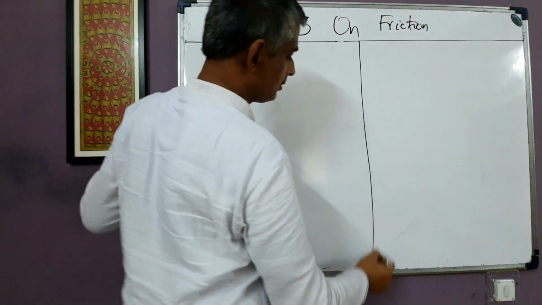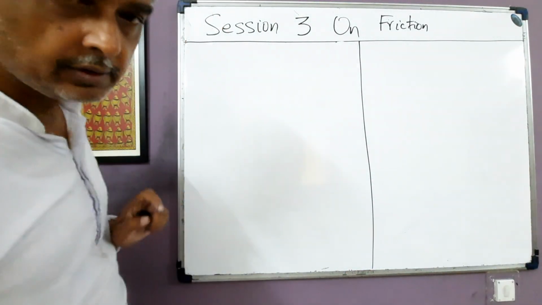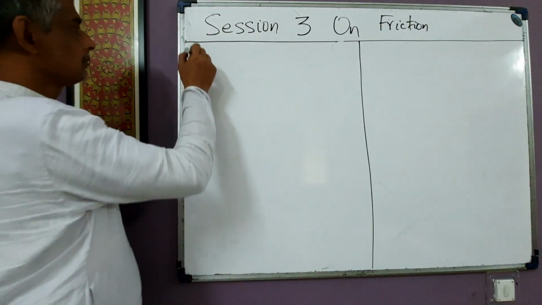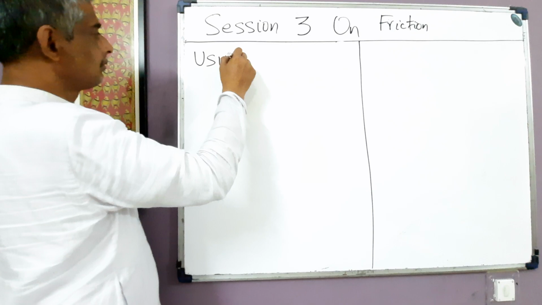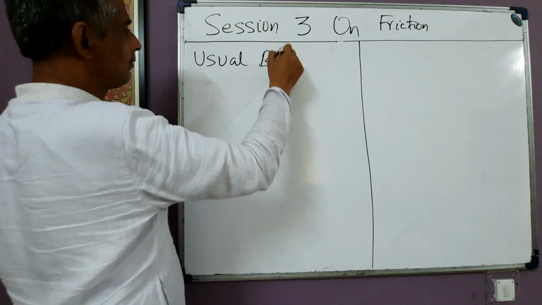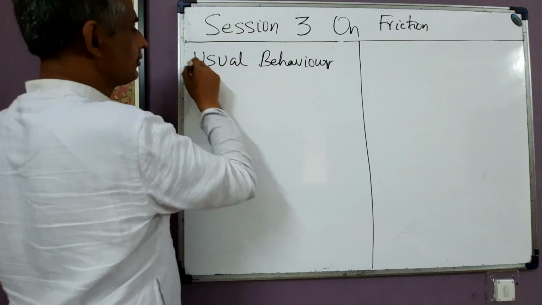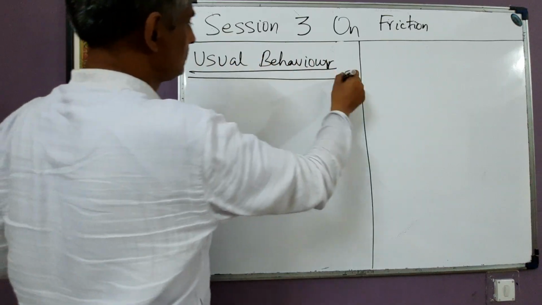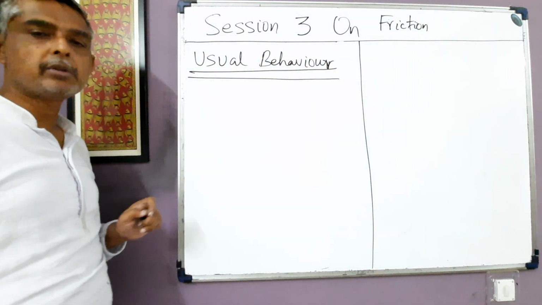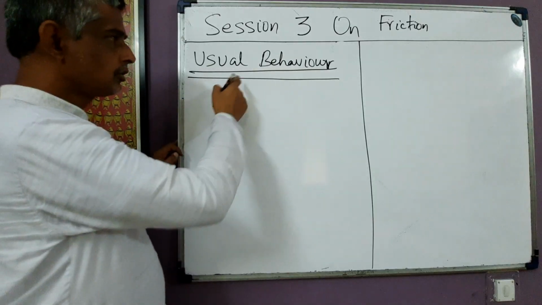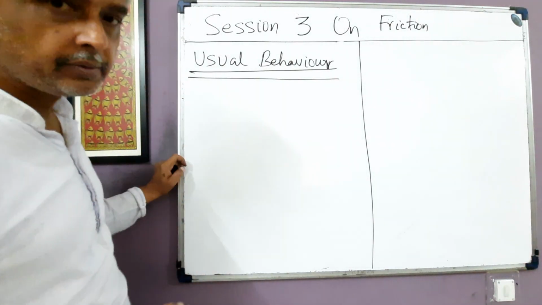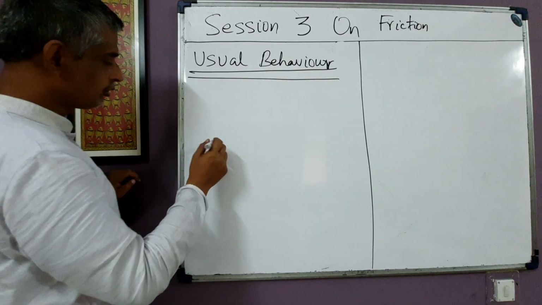Now, I'll talk of usual behavior. See, this is very important. Usual behavior. Now, what is this usual behavior? To demonstrate this concept of usual behavior, I'll take a numerical example.